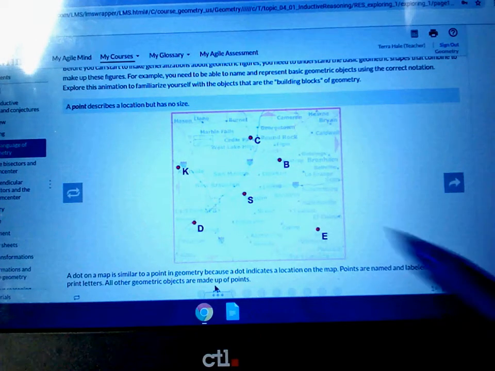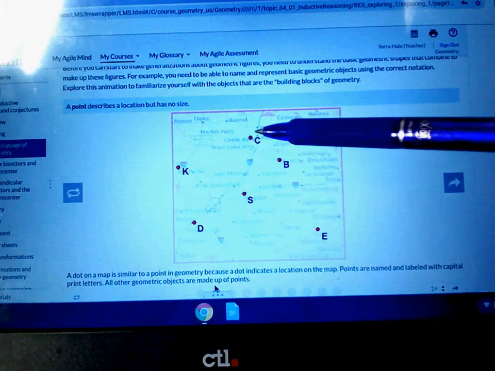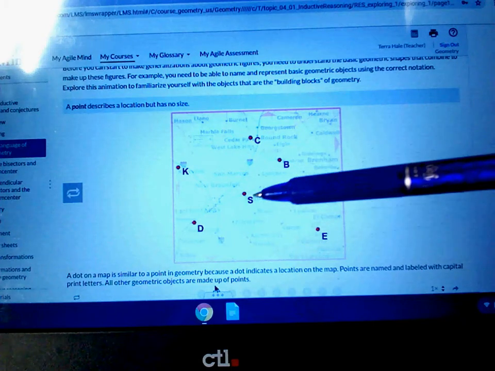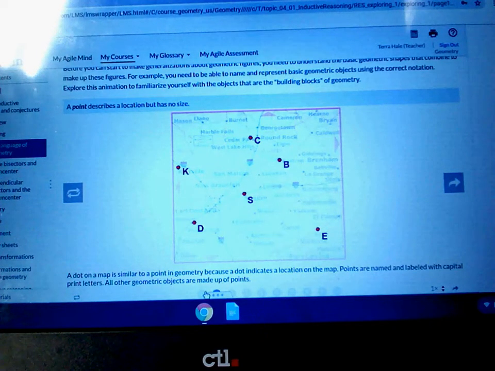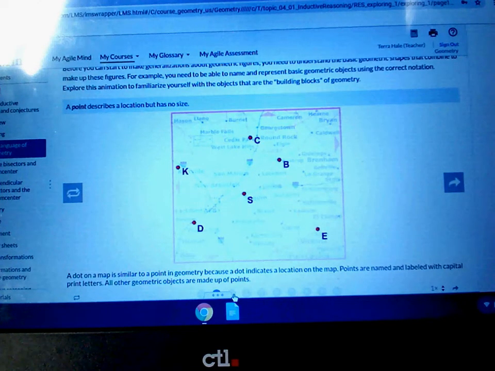So you can see there's several points here. Here's point C, point B, point E, point S, but they're all capital letters. We think of them as dots, but we call them points in geometry. All other geometric objects that we're going to be talking about are made of points. So number 2, you should have capital letters.